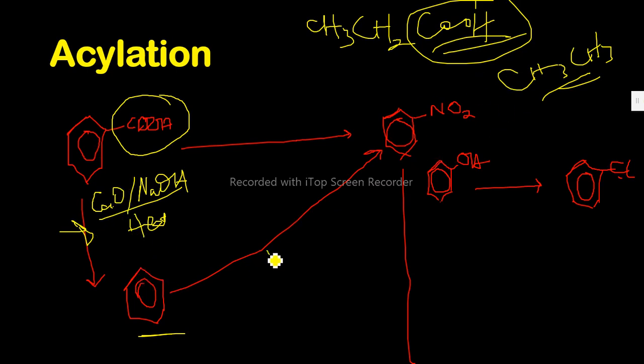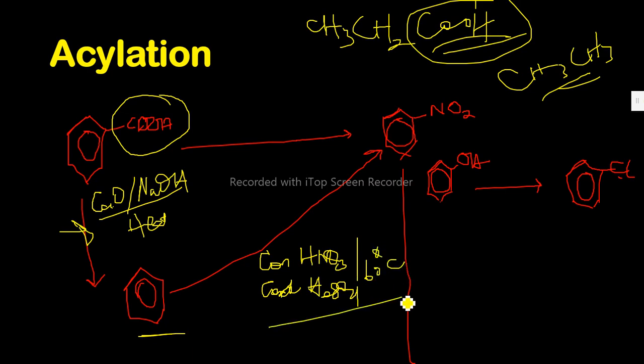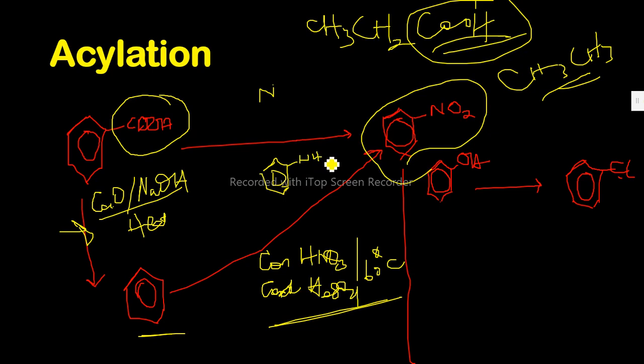And then to add a nitro group, we shall need concentrated nitric acid and concentrated sulfuric acid, and the whole of it is heated at 60 degrees Celsius. We shall form our nitrobenzene. I wanted to give you this, but we hadn't studied it, so we shall study it. From this you form aniline or aminobenzene, and we shall see.